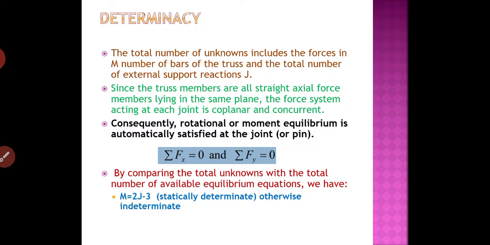By comparing the total unknowns with the total number of available equilibrium equations, we get m equal to 2j minus 3, that is statically determinate. Otherwise, if this equation is not satisfied, then the truss system is indeterminate.